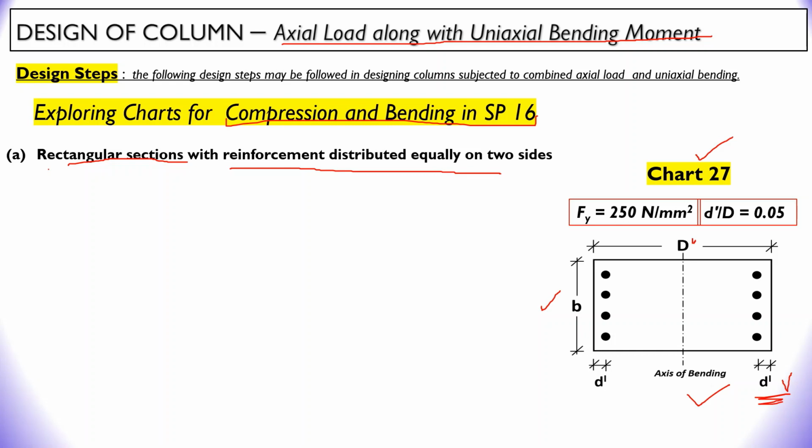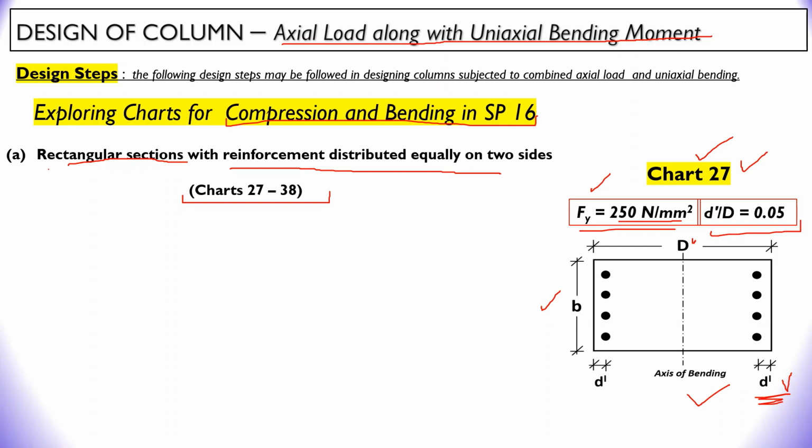Now when you have to select the chart, suppose we select chart 27, then this chart number 27 is valid for a rectangular section having uniformly distributed steel on both sides, and for steel having strength 250, that means mild steel. So the grade of steel is Fe250, and it is only applicable when the d dash by D ratio is 0.05. So the various charts which are available for rectangular section, as we have discussed, are chart number 27 to chart number.